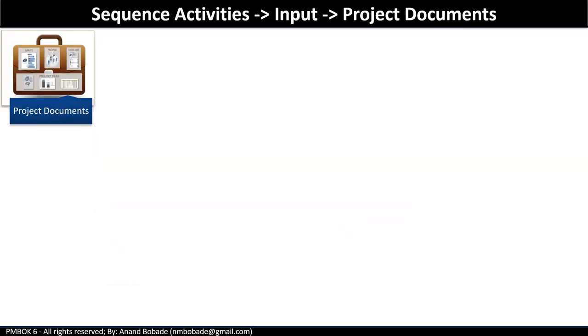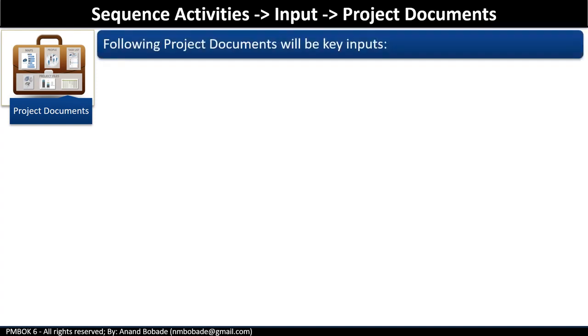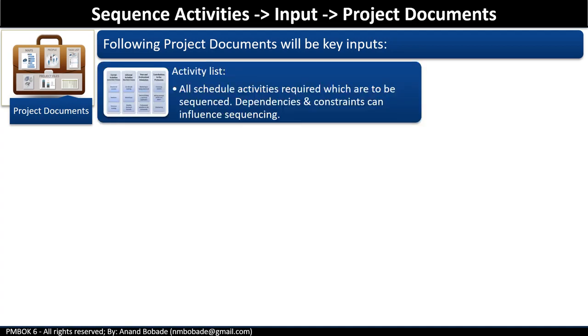Project documents. These are mostly output from previous process, that is define activities. So what are these project documents? We have activity list. It lists all activities needed for the project. These activities will be sequenced in the current process.